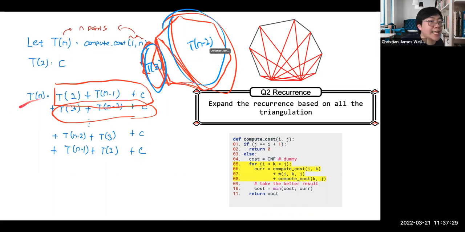So this Tn is really expressing the fact that we are brute forcing carefully over all the possible first triangles. You can imagine this is rotating, the triangle rotates. So eventually at some point there's symmetry, and you see Tn minus 1 plus T2 again.